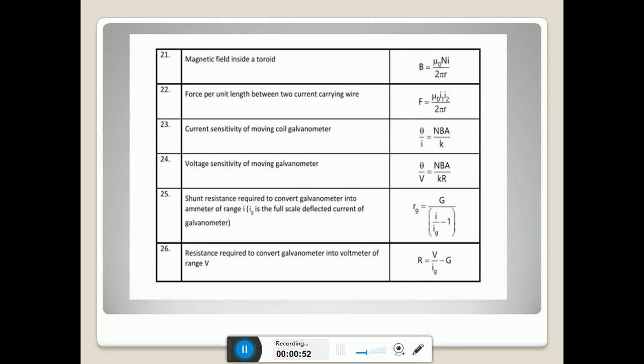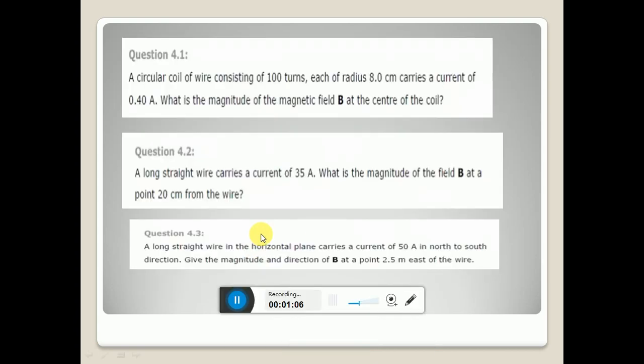There are altogether 26 equations. So please, before starting these exercise questions, just go through these equations once. Now I am going to start the exercise questions.